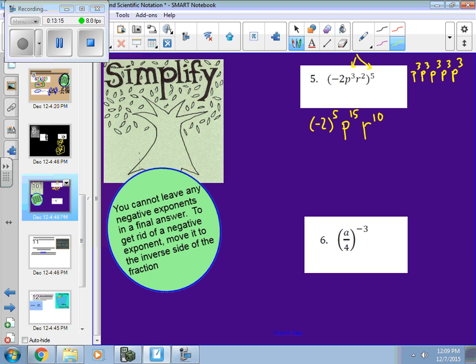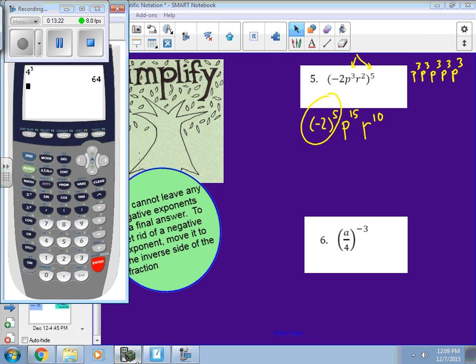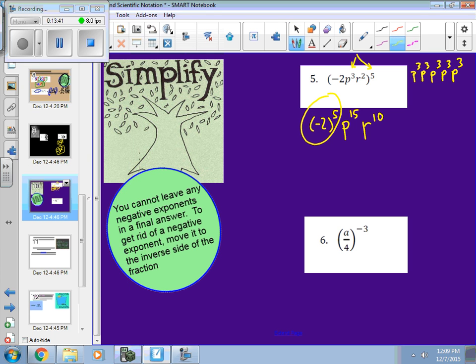All right, the last thing we've got to do, though, is simplify. What's negative 2 to the 5th power? So go on your calculator, type that in, or you could just multiply negative 2 by itself 5 times. Calculator's probably a little faster here. Negative 2 to the 5th power is negative 32. Always make sure if you're taking a negative number to a power that you put it in parentheses on your calculator. So the final answer here is negative 32, p to the 15th, r to the 10th.